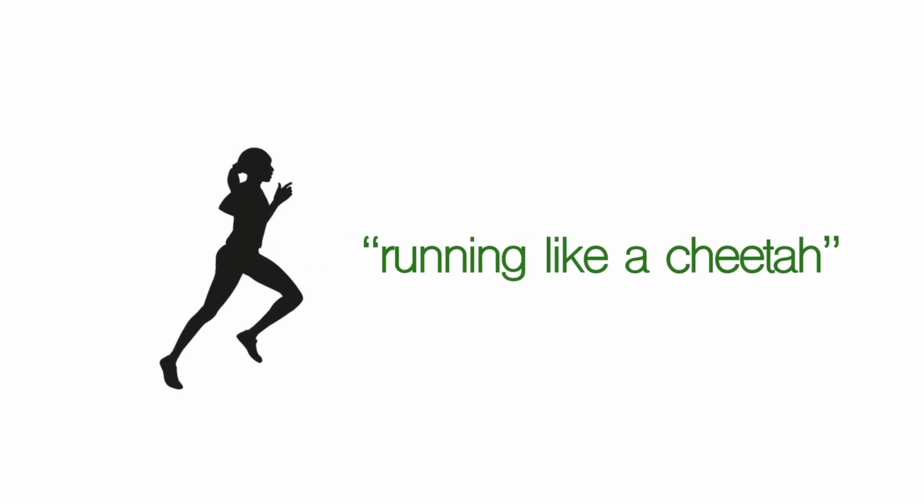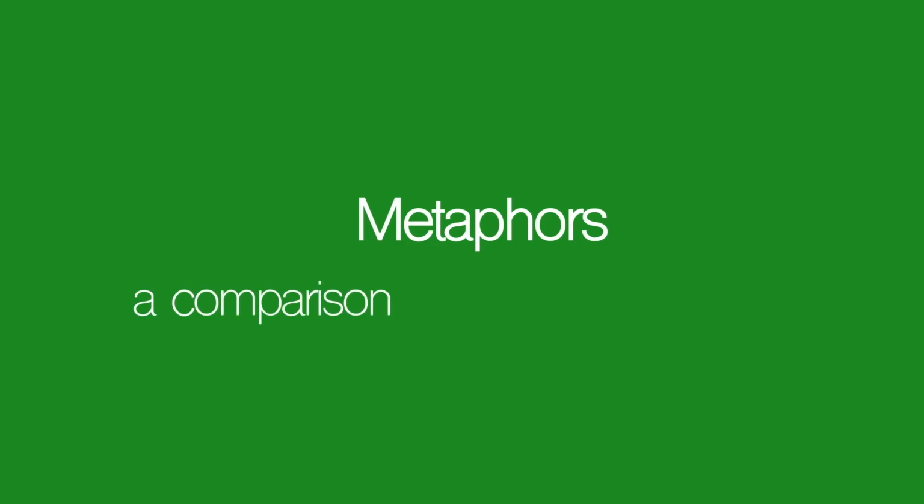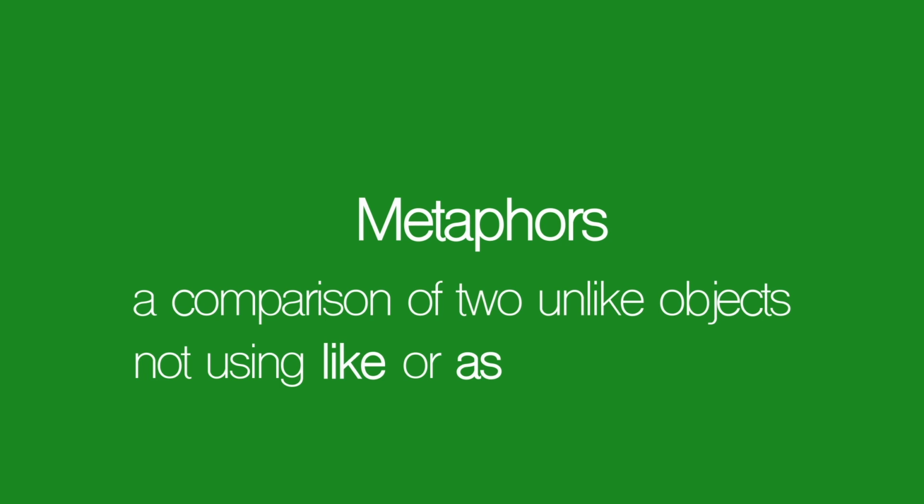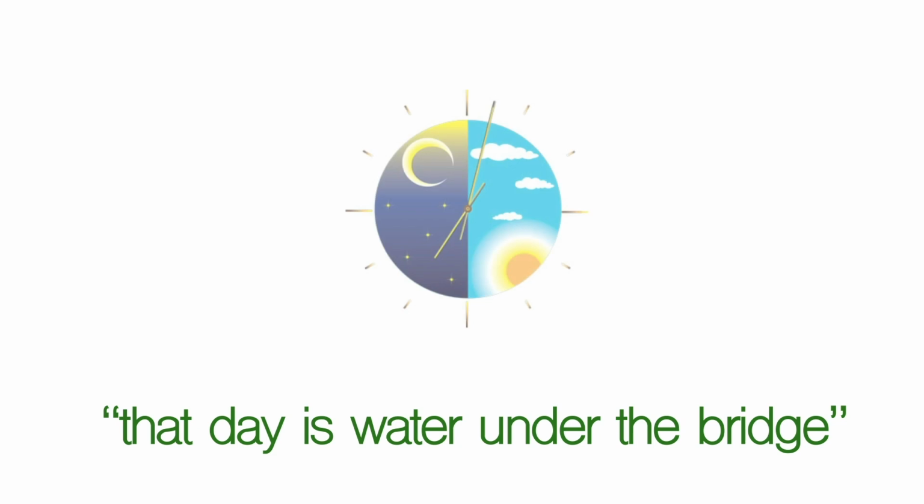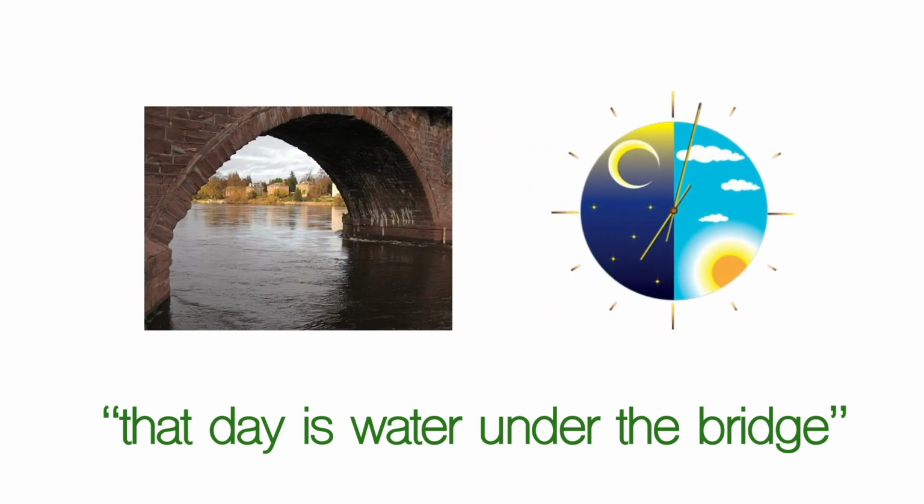Similarly to a simile, metaphors compare two unlike objects, but a metaphor does not use like or as. In a metaphor, the author is stating that an object is another object, but that's not what is literally meant by it. An example of a metaphor would be, that day is water under the bridge. The author does not literally mean that a day is water under a bridge, but he or she wants to show the underlying meaning, which in this case is that the day is just an event in the past.